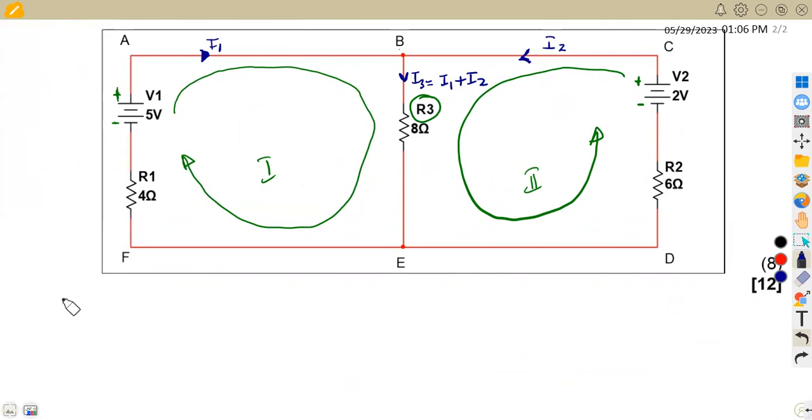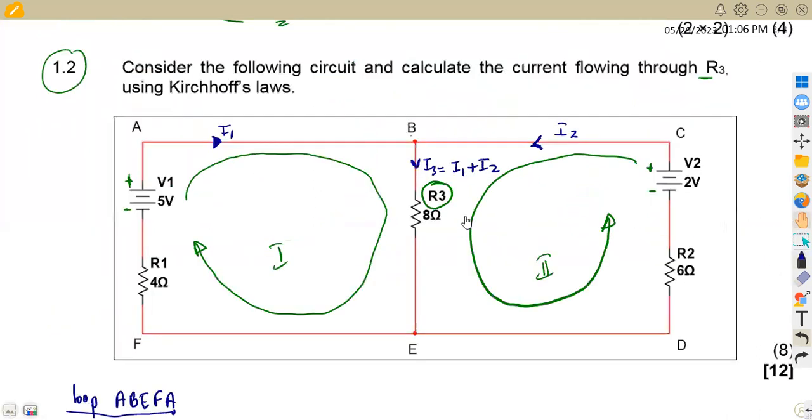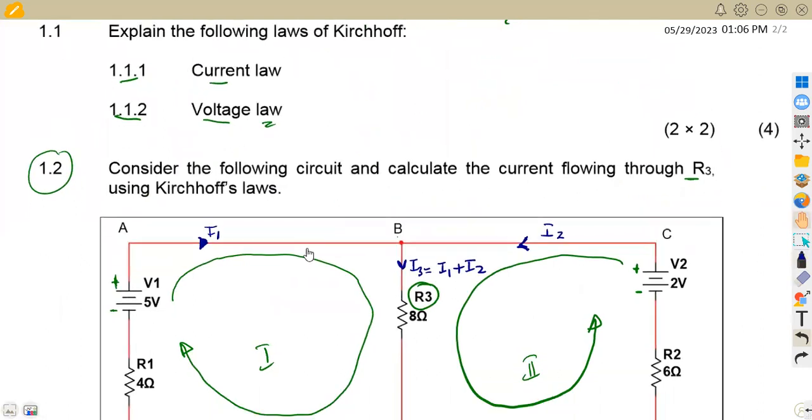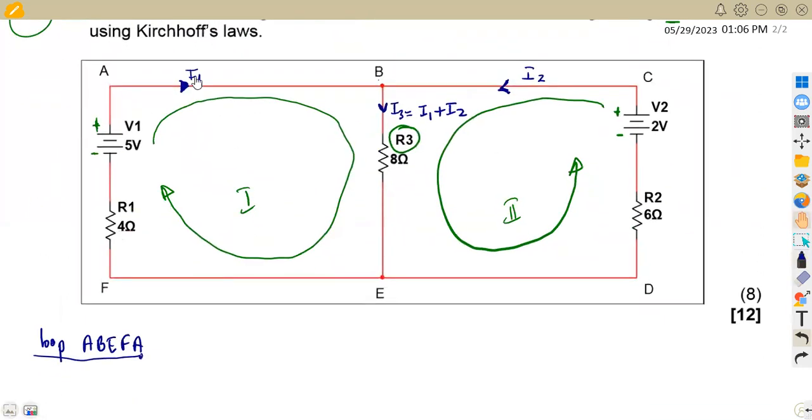Okay, so the first loop, we are going to consider the loop A to B to E to F and back to A. So this is going to be A, B, E, F, back to A, or you can just end at F, it is still one and the same representation. If we consider this loop, remember from our second law, the voltage law, the sum of the voltage, the product of current and resistance, must be equal to the supply. So the first loop, our supply is 5 volts.